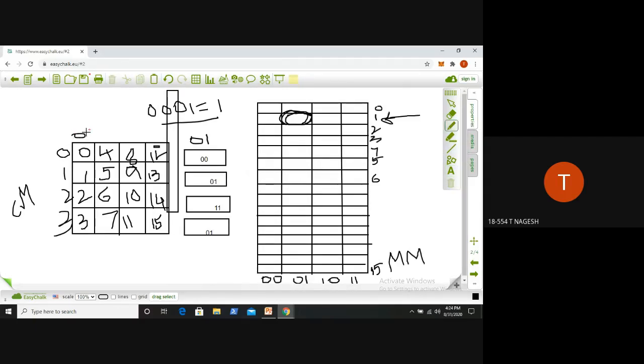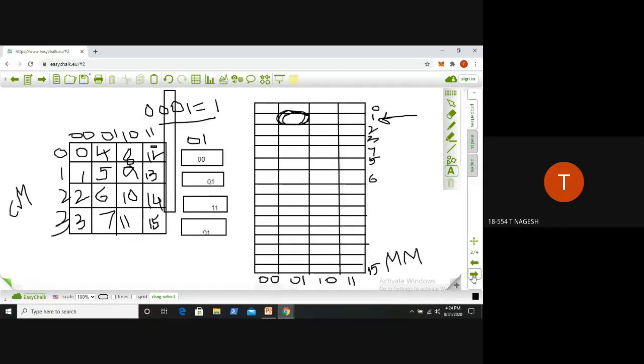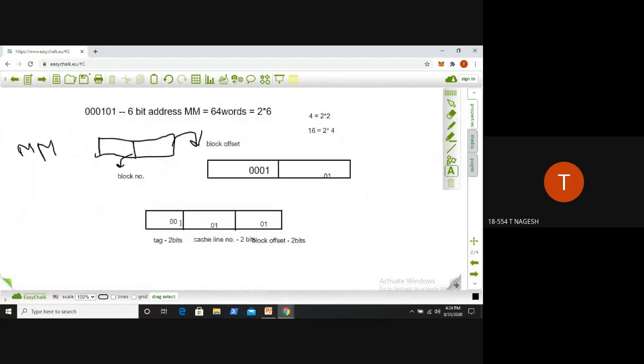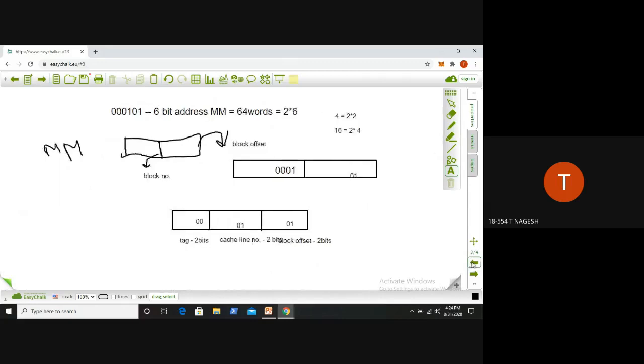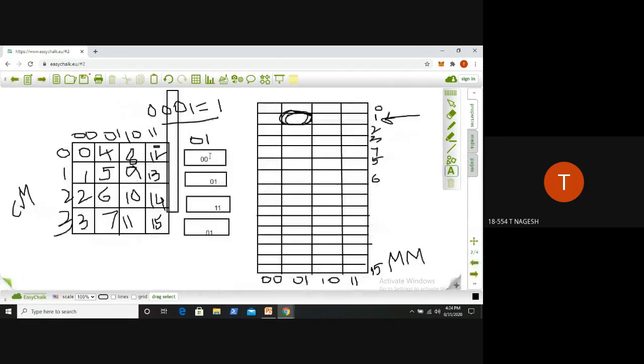So we'll have values here like 00, 01, 10 and 11. Simply. In the example we have considered here, the tag bit value, or the tag number, is 00. So if you check here in the example I took, there is a 00.